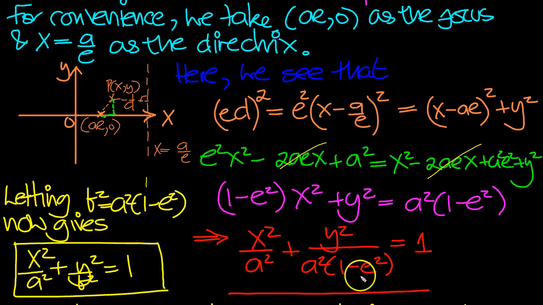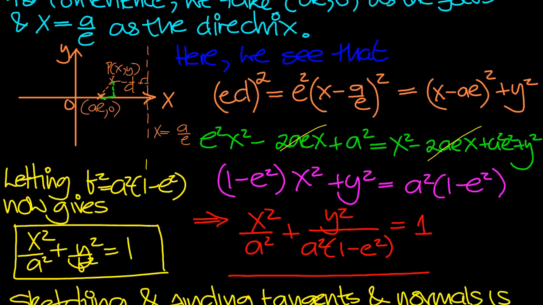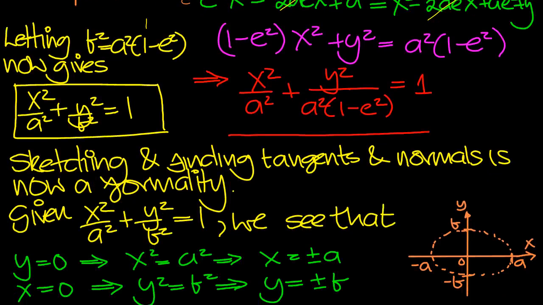If we just let, instead of writing all this bump, we can just let another variable, b squared equal a squared times this 1 minus e squared, and then we come down to this classical form of the ellipse. This is how we generally write an ellipse in a user-friendly, easy to understand fashion.